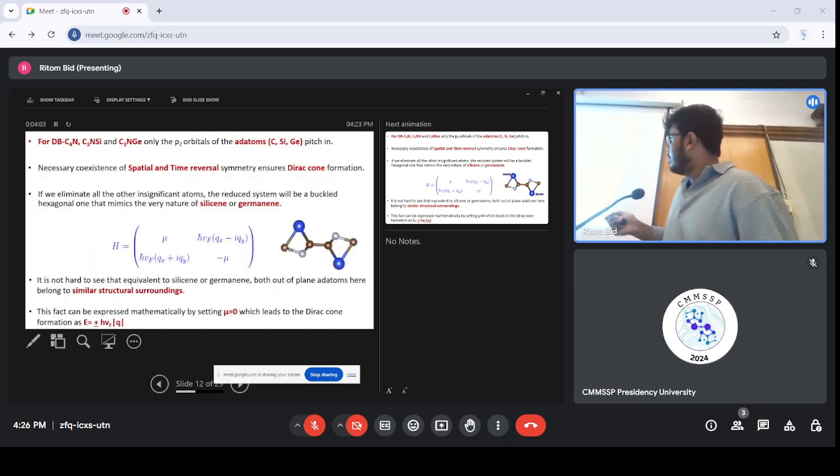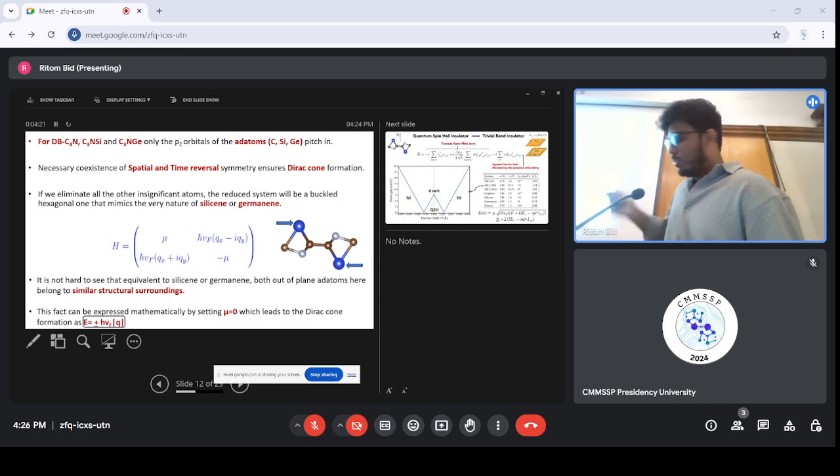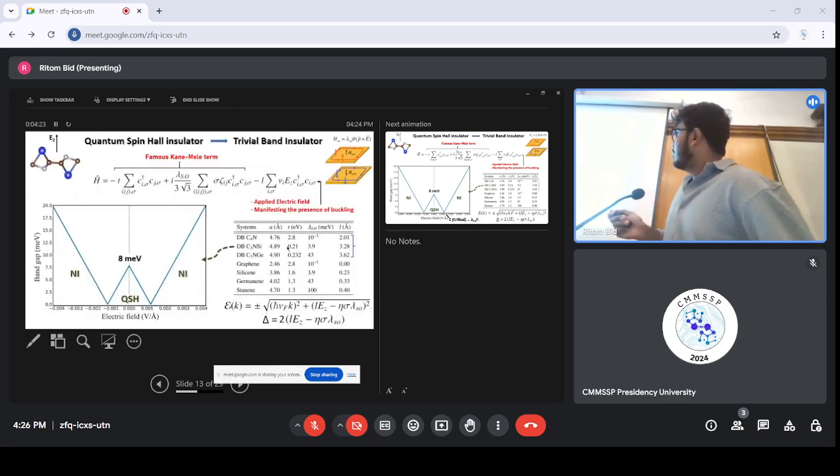So we write the tight binding Hamiltonian, and as I said, only these two atoms contribute near the Fermi level. These two atoms have similar chemical surroundings, so you can put the onsite energy mu0. And we found that a linear dispersion, a Dirac cone, emerges. This is the linear dispersion, as in the previous plot. So this is the main section of our work.